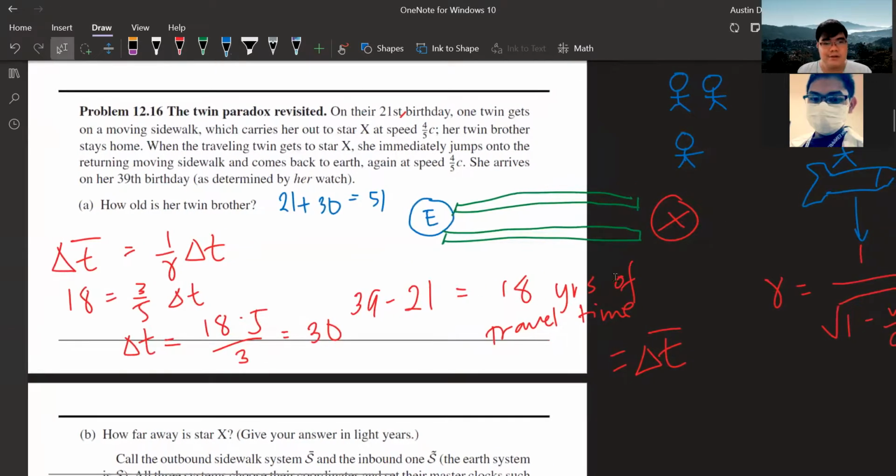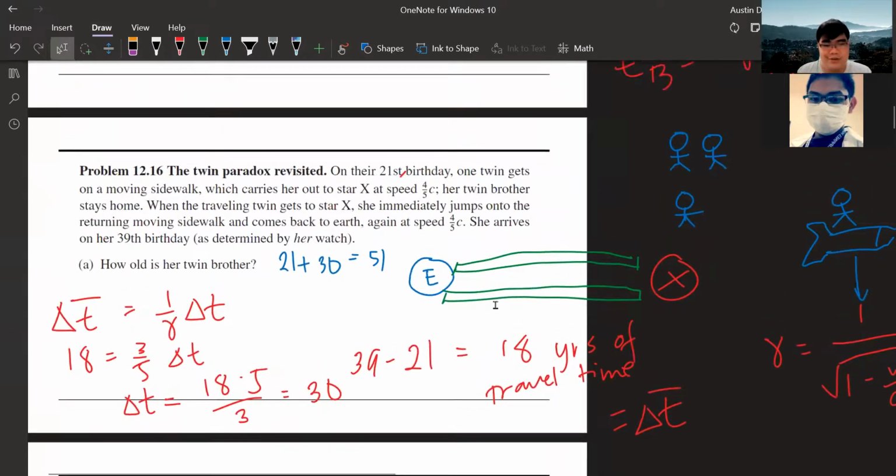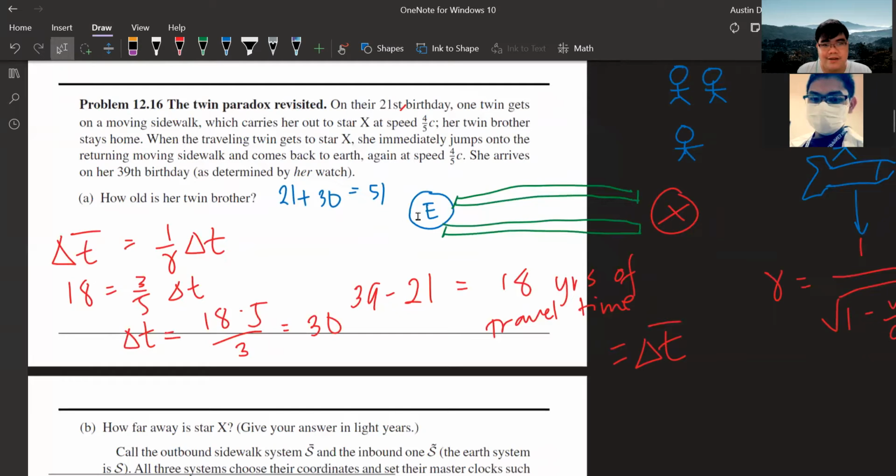Okay? So, sobrang gulong-gulo yung sister niya, kasi pagbalik lang, 39th birthday pa lang ng sister niya tapos yung kapatid niyang lalaki 51 na agad. So ano nangyari, 'di ba?